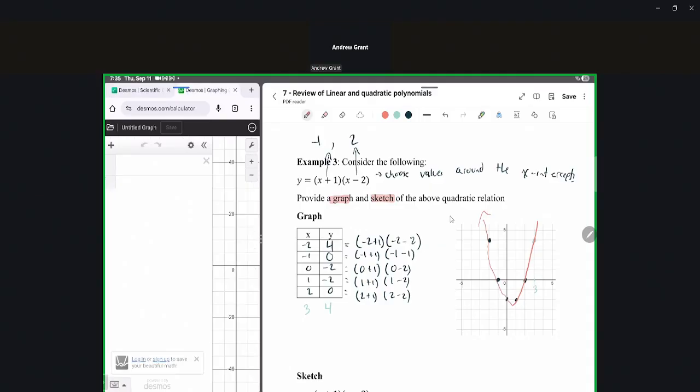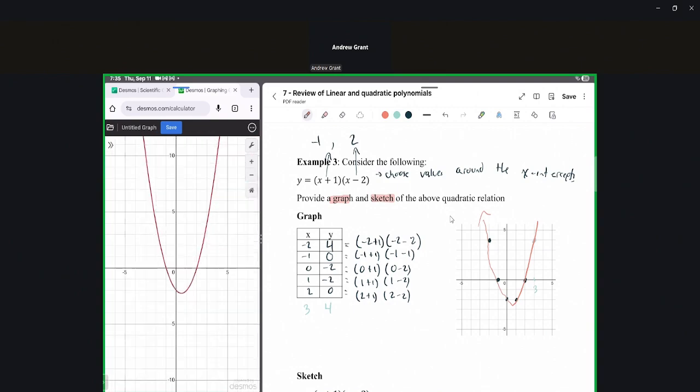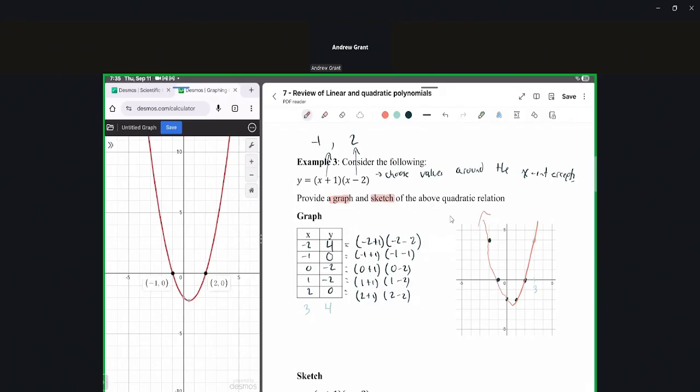And so if I were to graph this on the Desmos graphing calculator, y is equal to x plus 1 times x minus 2, here is what the graph looks like. So there's our zeros. Now, as it turns out, it has a vertex down there of 0.5 comma negative 2.5. But there's those 3 points that we spoke of.